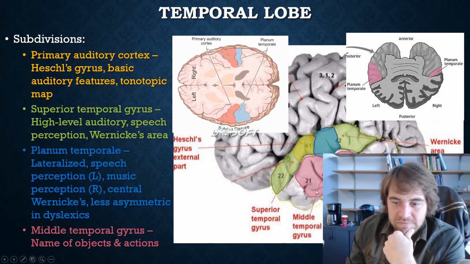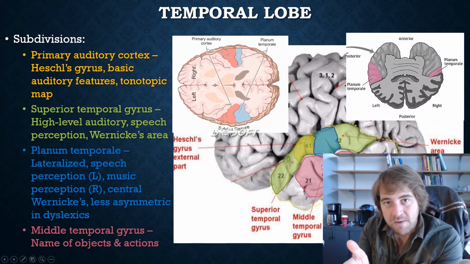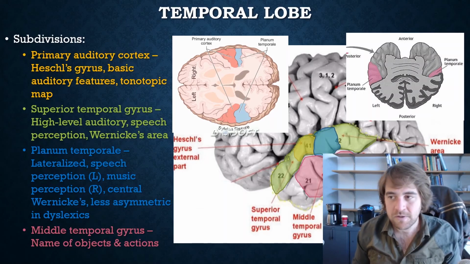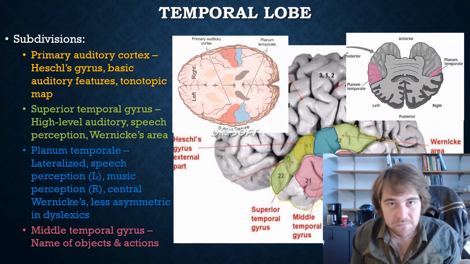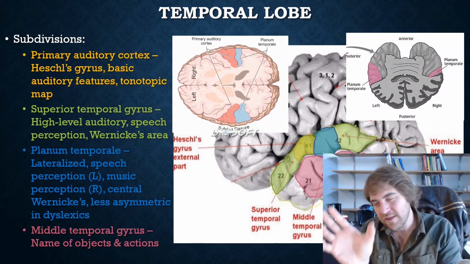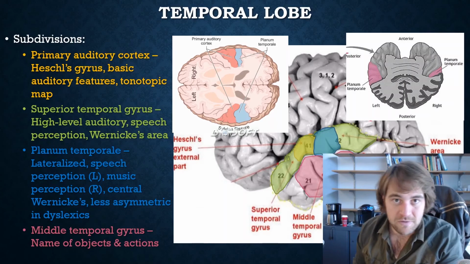And then lastly, you have this middle temporal gyrus here, which is associated with the names of objects and the names of certain actions. So let's say if you're a fan of, I guess, football, right? Different types of passes, different types of plays might have different names. This is an area that might be active in naming those different actions.